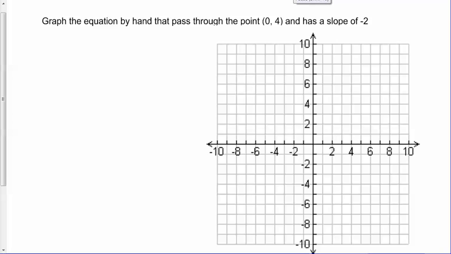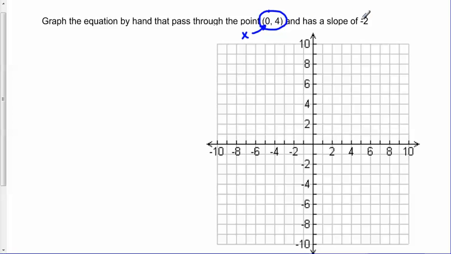Graph the equation by hand that passes through the point 0, 4 and has a slope of -2. So we have some information about the line that we're going to be graphing. We know that it passes through the point 0, 4, and that's not just going to be any old point on our line, that's going to be the y-intercept. And we know that because the x-coordinate is 0. Remember, whenever we have an x-coordinate of 0, that means that that's going to be our y-intercept.